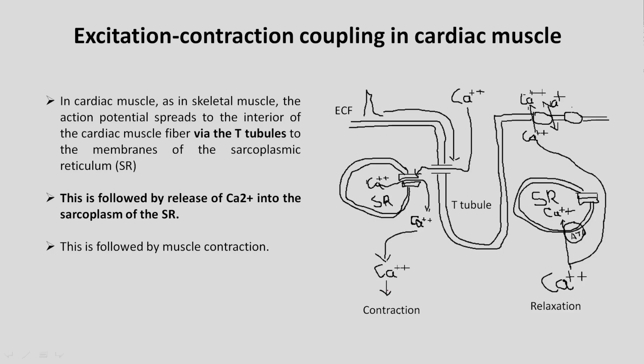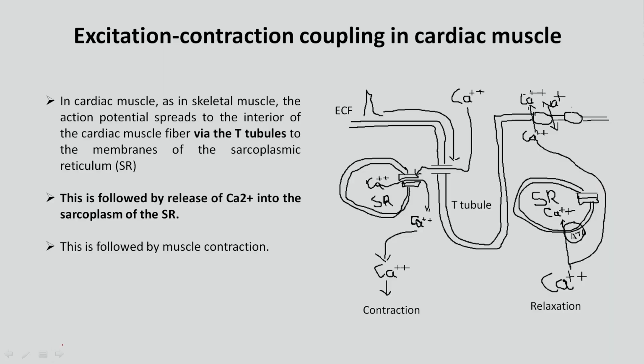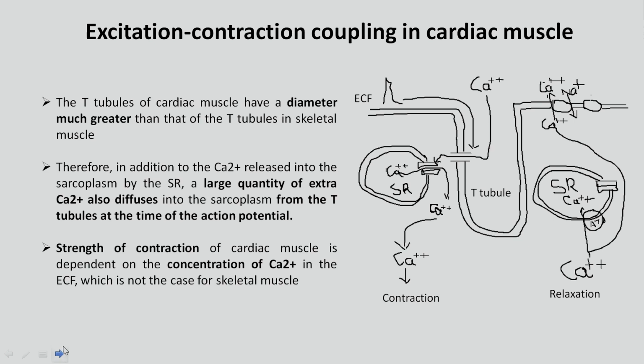Once this released calcium is taken back by the sarcoplasmic reticulum, the relaxation process takes place by detaching the myosin head from the actin filament. So, in this way contraction and relaxation take place in the cardiac muscle.